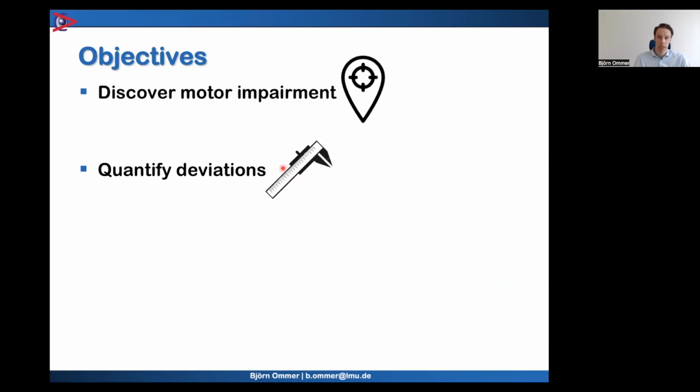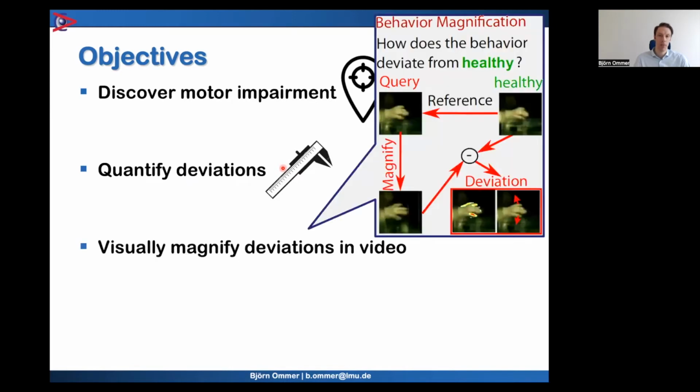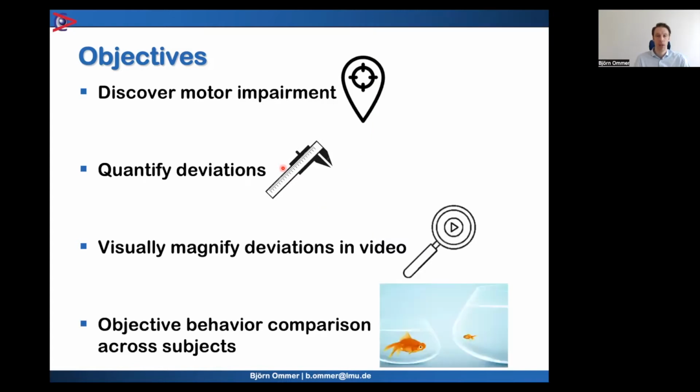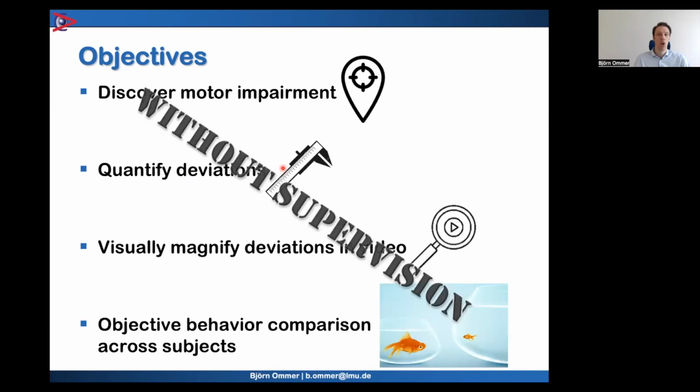So we want to automatically localize motor impairment, quantify the deviations, and visually magnify deviations from a reference directly in the video to give clinicians or scientists an accessible tool for actually seeing how a subject deviates from reference behavior. This comparison should work across different subjects despite large deviations in appearance, and all of this should be learned without requiring tedious manual annotation.